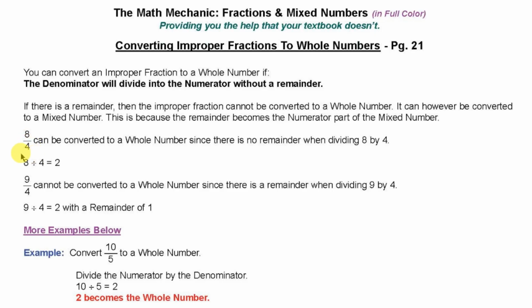Eight fourths. 8/4. The fraction 8/4 can be converted to a whole number since there is no remainder when dividing 8 by 4. 8 divided by 4 equals 2.